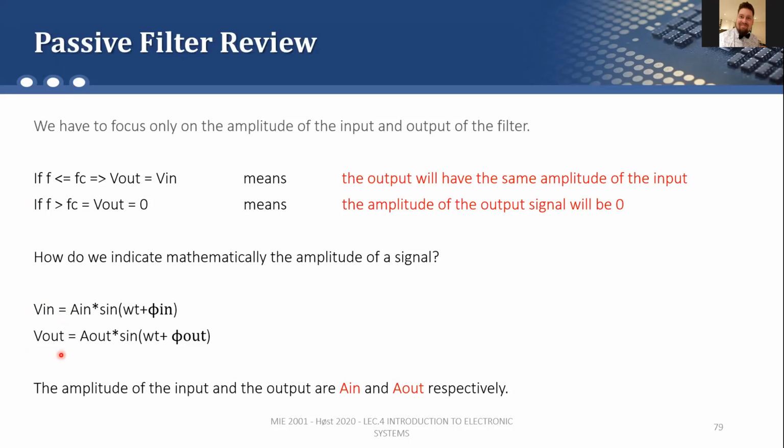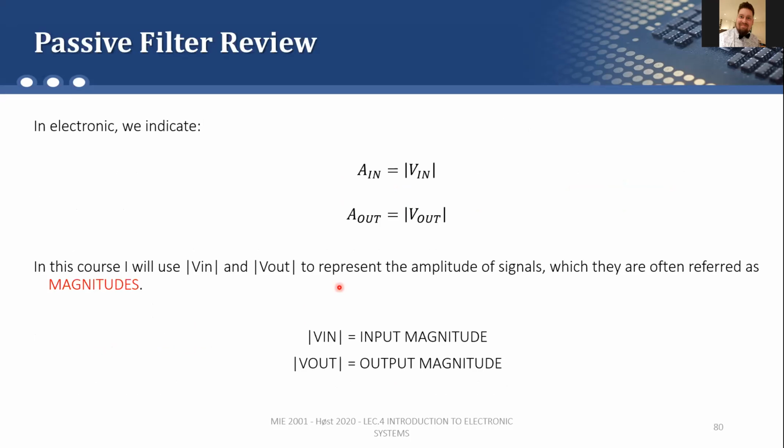So for this reason, we have the input signal and the output signal, both sinusoidal. The output signal will most probably have a different amplitude than the input, so I call it A out, and most probably a different phase than the input, so I call it phi out. What we are actually interested in is A in and A out, which are the amplitudes of the input and the output.